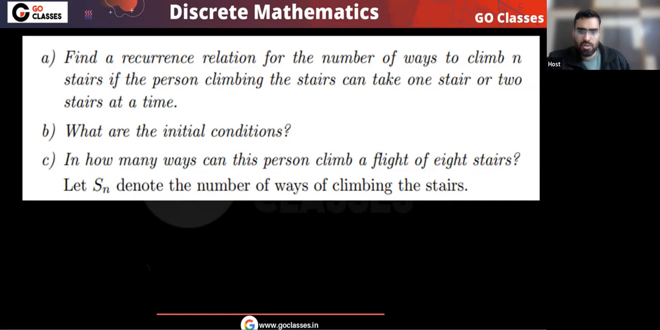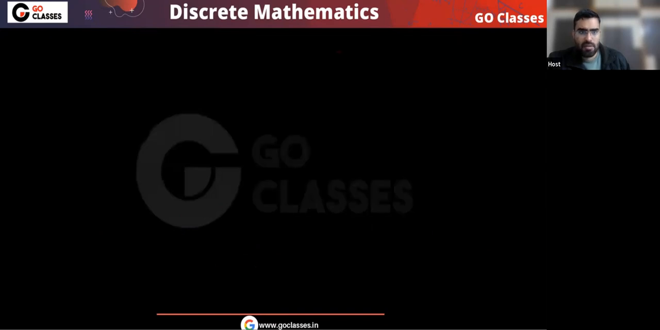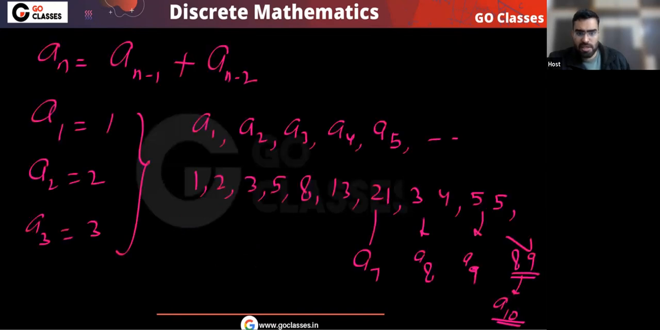Same, yes or no? So here the answer will be Sn, that will be basically Sn minus 1 plus Sn minus 2. And what is the initial condition? For example, if you have one stair, then only one. If you have two stairs, then two. So again, you can notice this is the same previous problem, exactly same. There is no change. In the previous problem, also the same initial conditions we have.